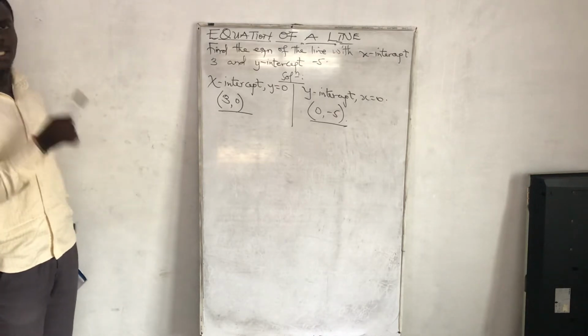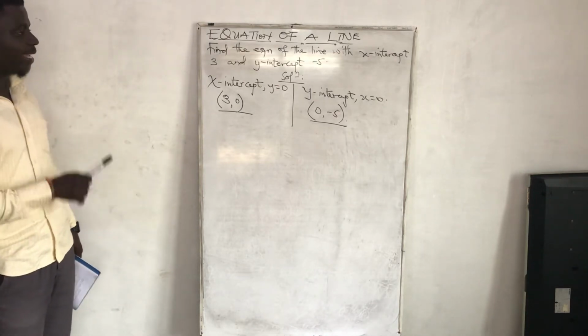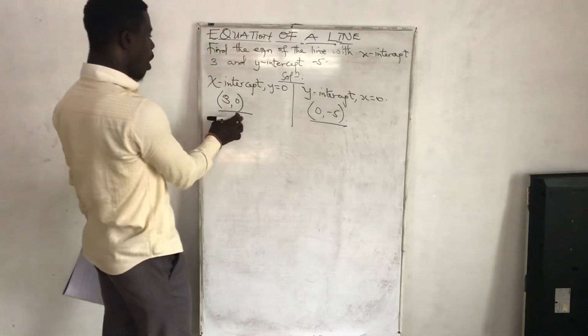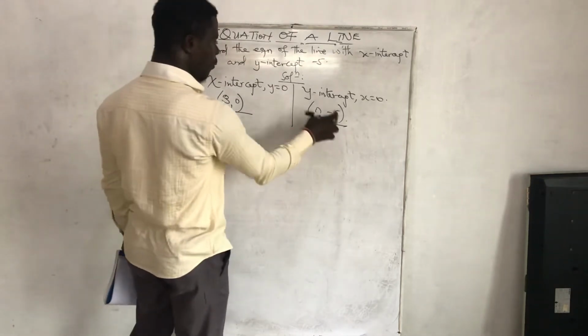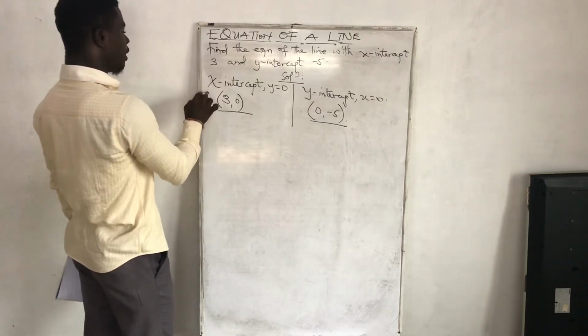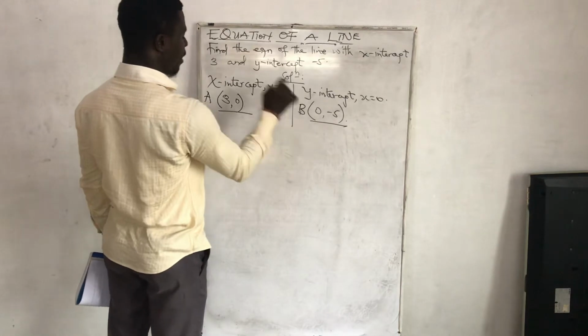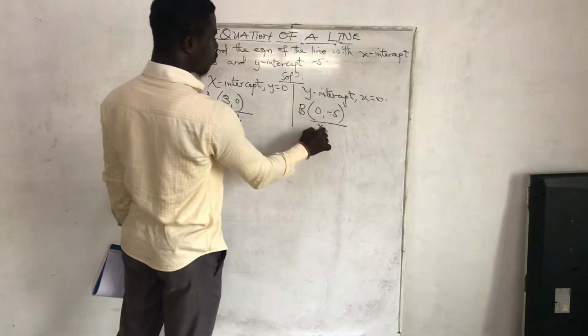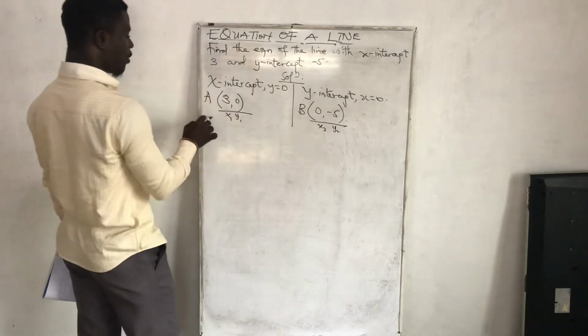Now, the question didn't give you what? The gradient of that line. So you have to find the gradient. Now we know our points, which are (3, 0) and (0, -5). So now we can label this point as point A, then point B. So here is our x1, y1, then x2, y2. We can find the gradient.